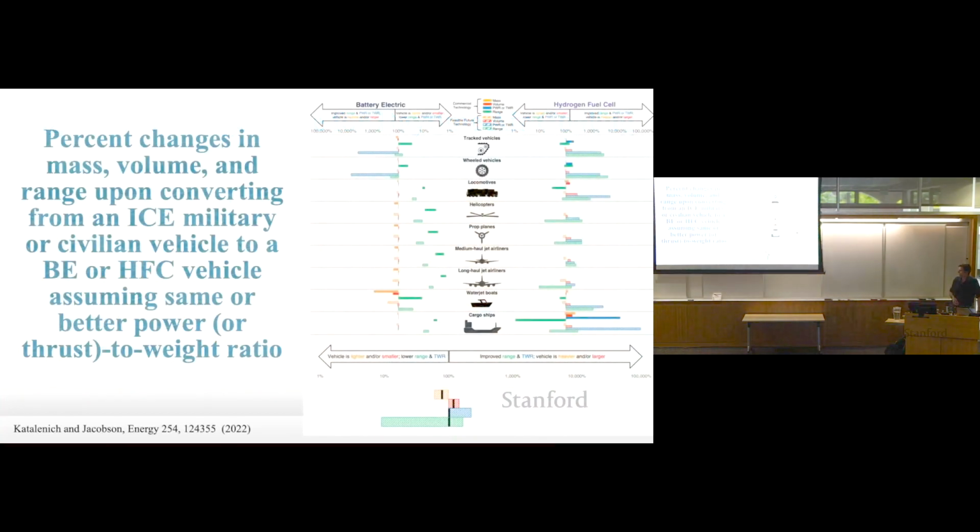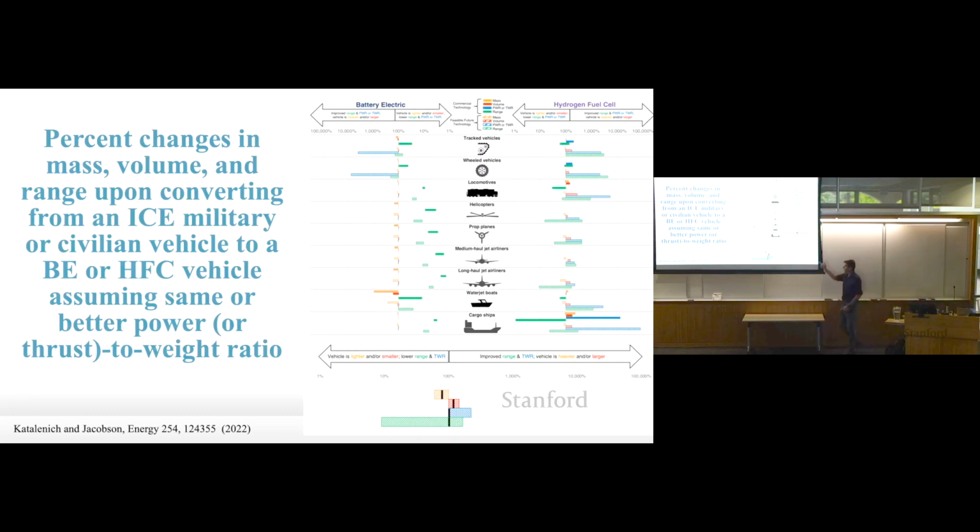Although you can't read this, I thought this was actually cool. This is from a student of mine who's in the Army, where we looked at transitioning all military vehicles to either battery electric or hydrogen fuel cell electric. The goal was to see whether it is technically feasible to transition all vehicles. And then we also added in a 747 aircraft and big ships and stuff like that. I just want to show you this one, which is for a 747.